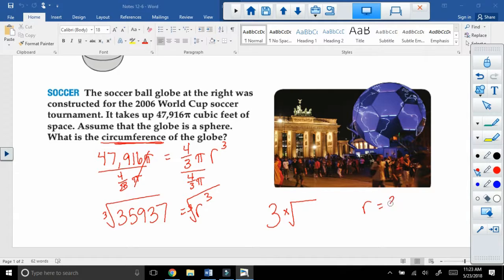The radius is 33. That's not the final answer though, because the question's asking for circumference. So circumference equals 2 times pi times the radius. So then you would multiply that out. The final answer for circumference would be 207.3, and that is feet.